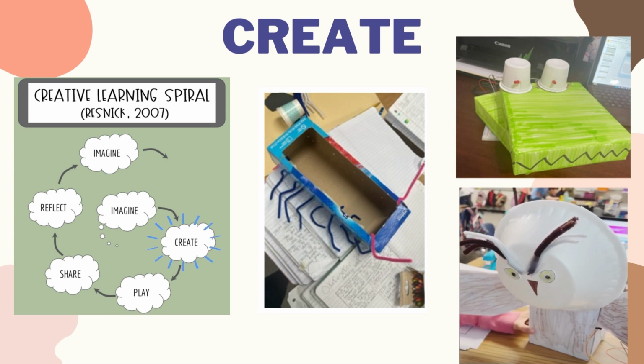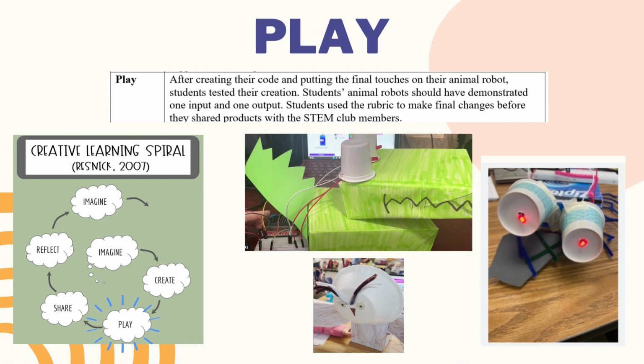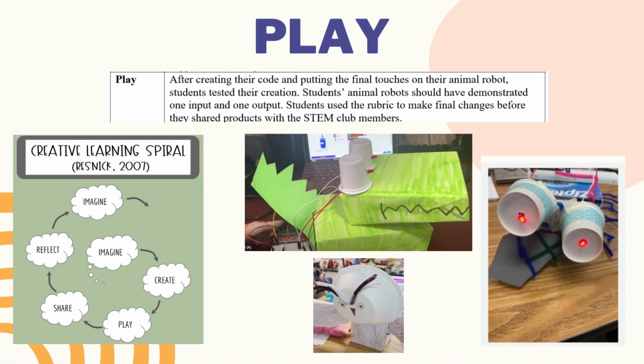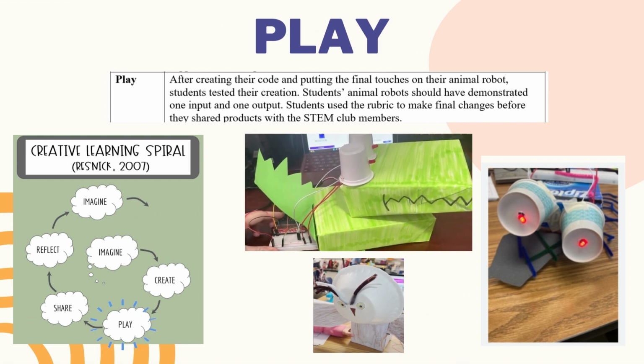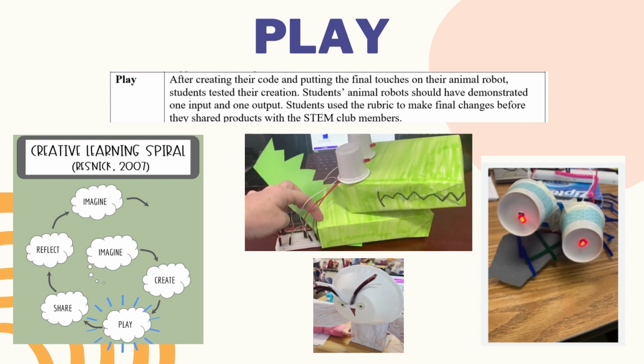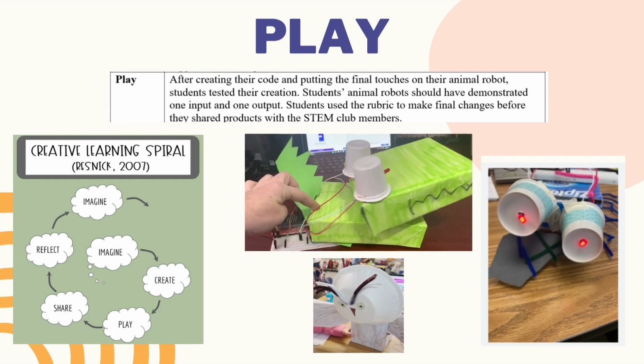Students used materials found around the classroom and created their robot. Students also began to tinker with which microbit input and output they wanted their robot to perform as they designed their robots. Once students had created their animal, students were given time to play with their project. During this step of the creative learning spiral, students were encouraged to honor both their successes and failures.